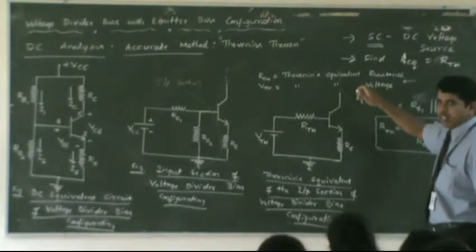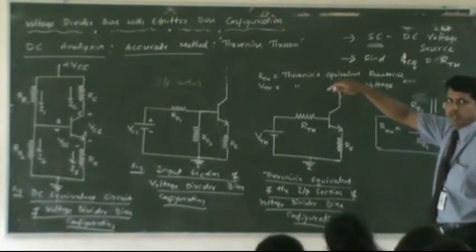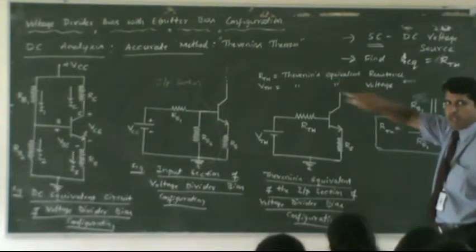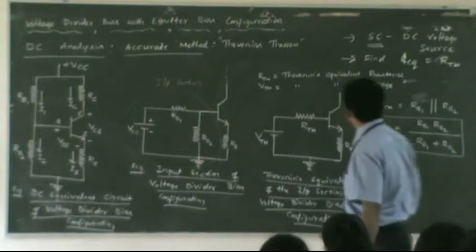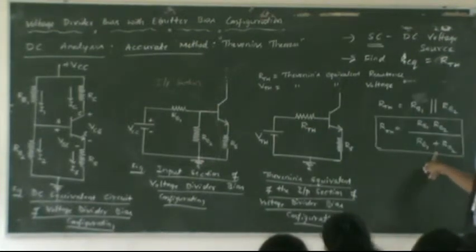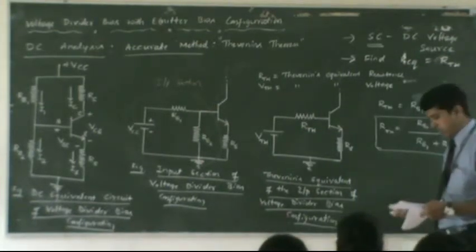Later on, what do you do after short circuiting? Find out the resistance of the circuit, from the input section especially here. That gives me the value as this. So that's going to be the Thevenin's resistance.